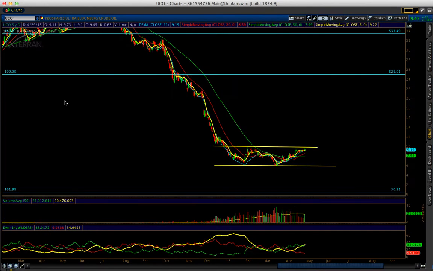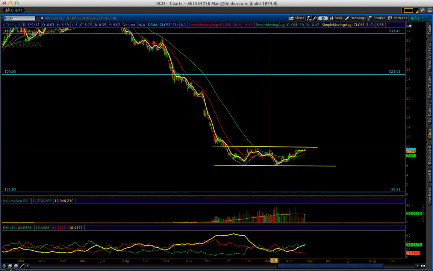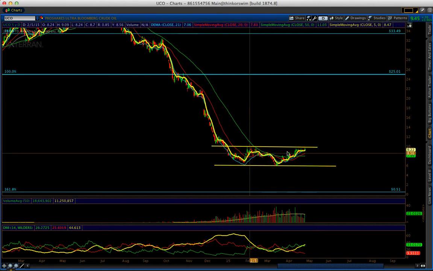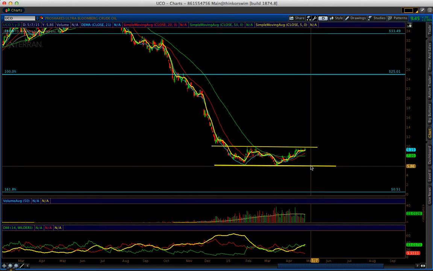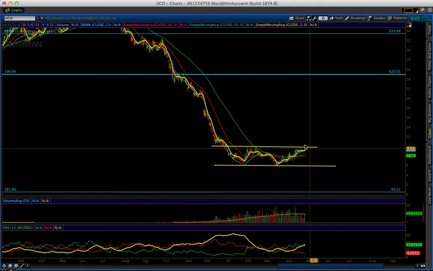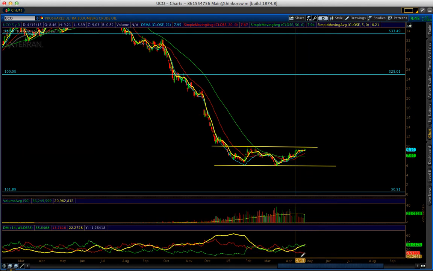Now let's talk about UCO. This is the ProShares Ultra Bloomberg Crude Oil. Look at this. It's still inside this rectangle. I need to see if we break out above $10, or if we fail right here, I'm going to get short because for sure it's going to go to $5 or $6. But if we break out right here, based on DMI, it's bullish.